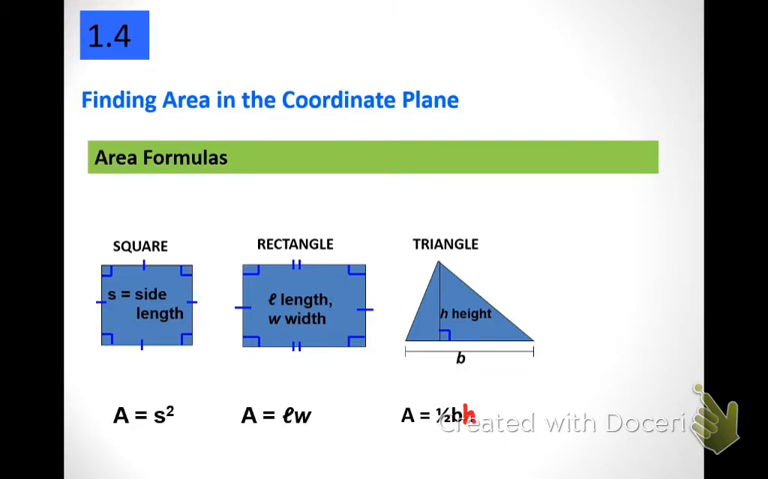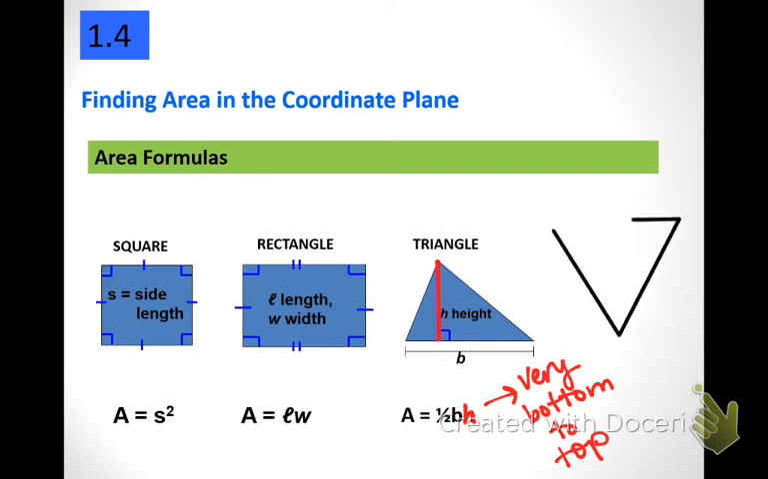The height will always be from the very bottom to the very top of the object. And you think, Miss Marshall, that's dumb that you have to write that. Some triangles will be inverted. Inverted means upside down. So the height is from the highest point of the triangle to the very lowest point of the triangle. Usually it's in red if it's in a textbook.